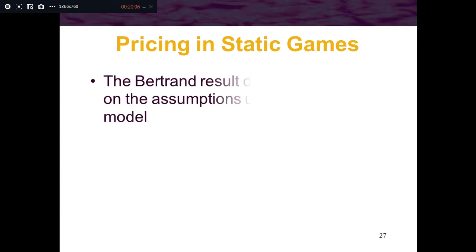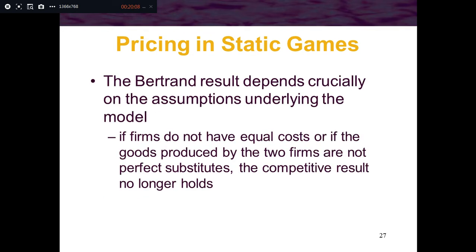So the Bertrand result depends crucially on the assumptions underlying the model. If firms do not have equal cost, or if the goods produced by the two firms are not perfect substitutes, the competitive result no longer holds.